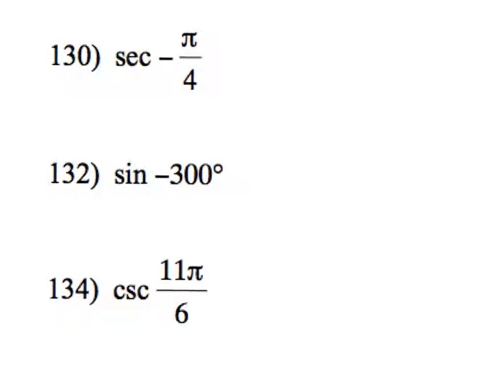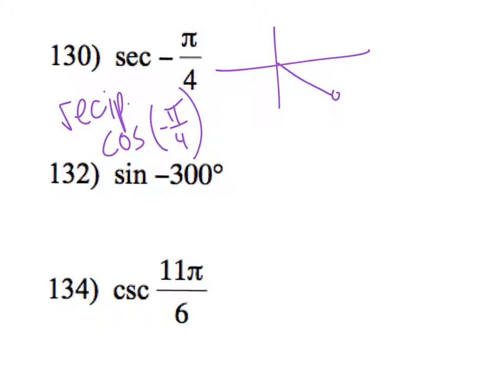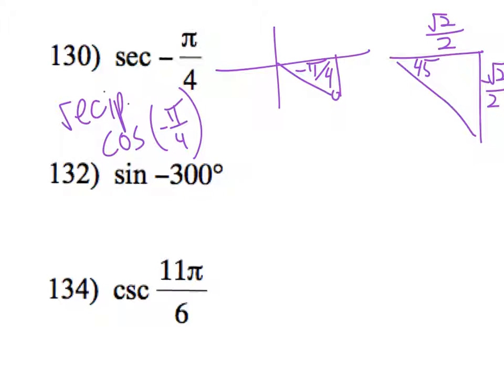Some more unit circle stuff for cosecant. What we're really trying to do is find the reciprocal of cosine of negative pi over 4. Okay, I'm just going to find cosine of negative pi over 4. Negative pi over 4 is going to be right here. And for that, we're going to draw a 45, 45, 90 right triangle to go with my pi over 4. So that's positive root 2 over 2 for the x and negative root 2 over 2 for the y.